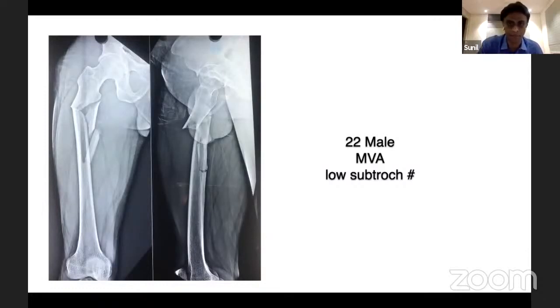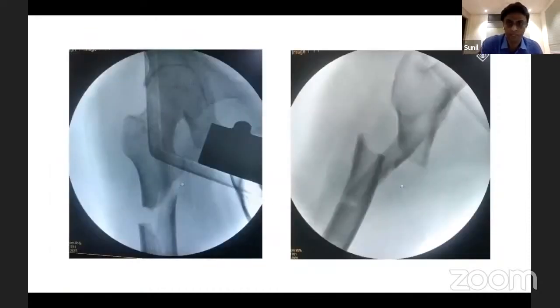A young male with a high velocity injury. He's got a low subtroch fracture with significant amounts of comminution. If you look at the CT images, this is how it looks under a little bit of traction. As you can see, the AP looks okay, but it is still externally rotated, as you can see by the lesser trochanter profile. And the lateral looks completely off.